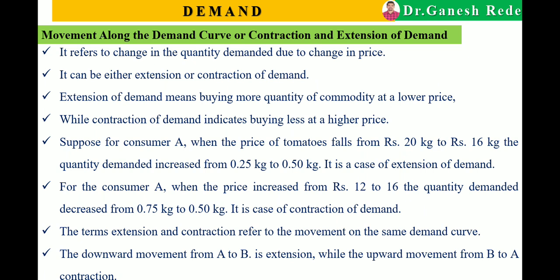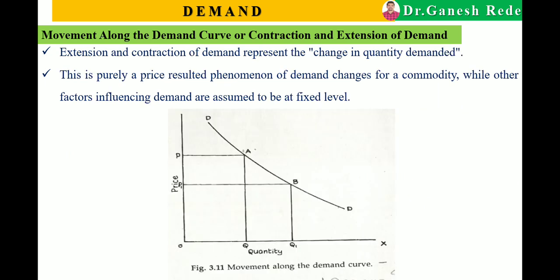Okay, now movement along the demand curve. As we have seen, the demand curve is downward sloping, and it indicates the relationship of prices with quantities. Here is the demand curve. We can see that it shows the relationship of price and quantity demanded. Now what will happen if there is a change in price from P to P1, meaning the price falls? The quantity demanded will increase from Q to Q1.